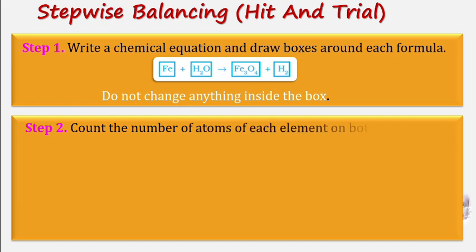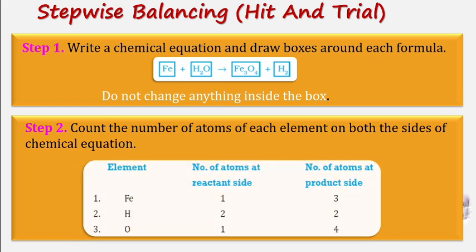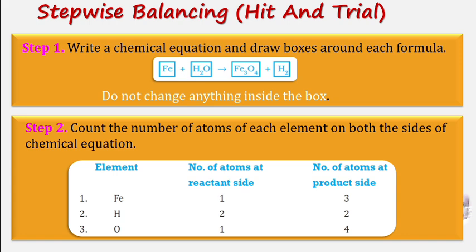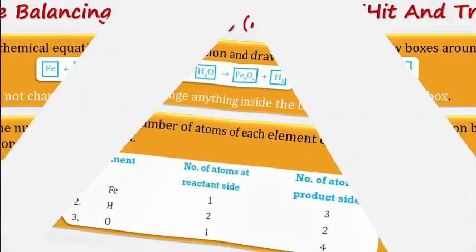Step 2. Count the number of atoms of each element on both sides of the chemical equation. Number of atoms at the reactant side and product side: iron is 1 and 3, hydrogen is 2 and 2, oxygen is 1 and 4.